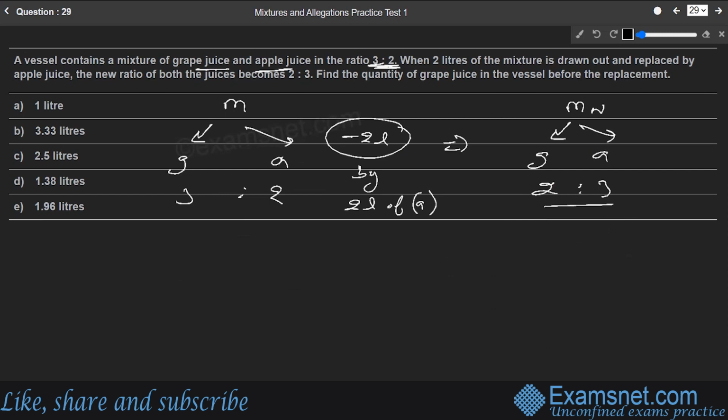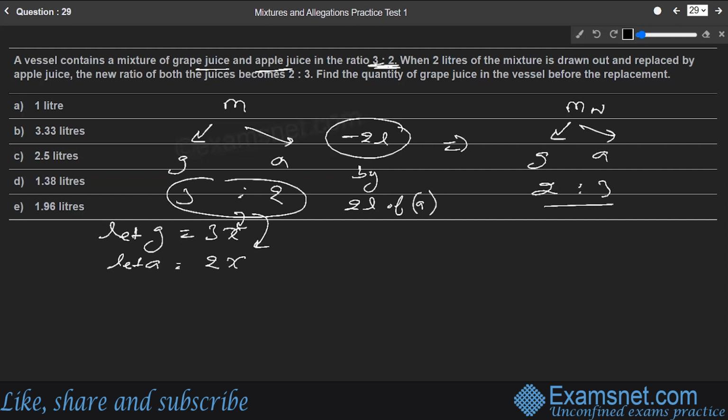So let us do it simply. Let's say the vessel contains 3x and 2x. Let the grape part in the original content be 3x liters, and similarly let us assume the apple part is 2x liters. Now we have converted the ratio terms into real volumes, 3x and 2x. Now we are supposed to find the quantity of grape juice in the mixture. For that we need to know that the new mixture should have the ratio 2:3.